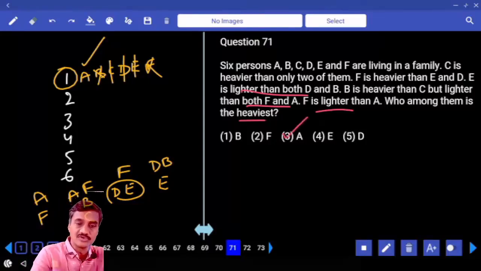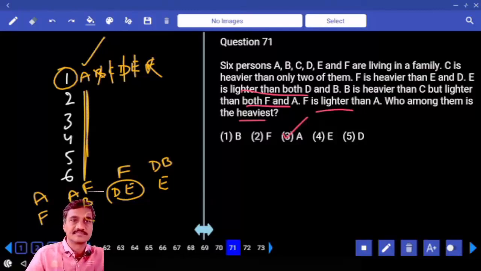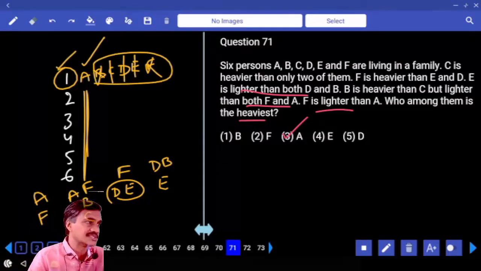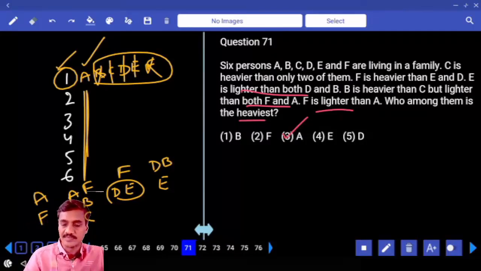And if you want to try to represent the order, determining it will be very difficult. Now the question is about the heaviest. Among these 6 persons, these 5 have no chance of being the heaviest. Obviously, who is the heaviest here? A is the heaviest, that is choice 3.